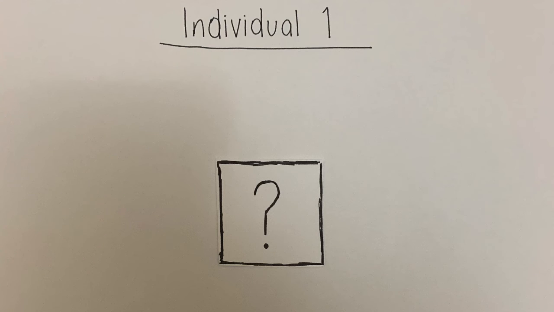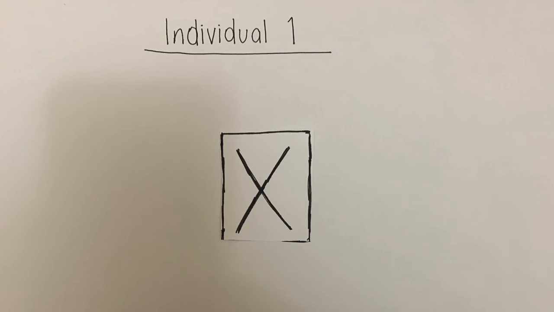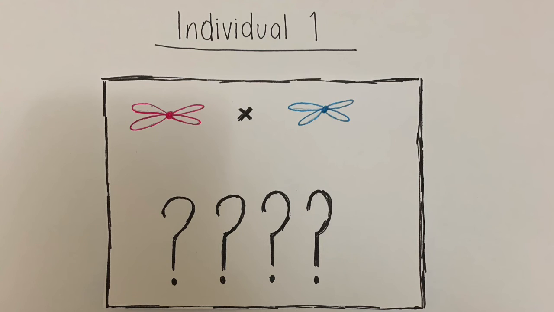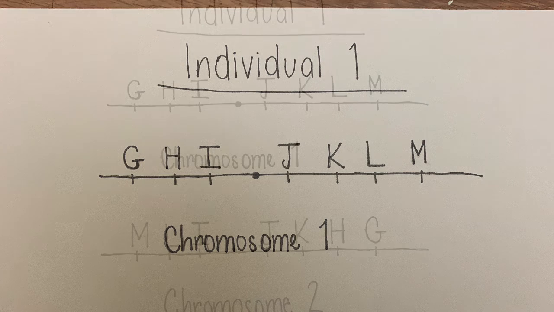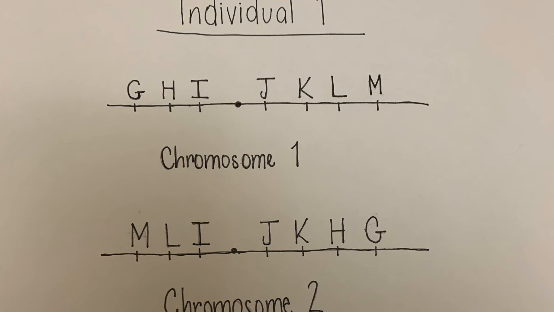In the synapsis of chromosomes in individual 1, we want to determine if there is a chromosomal aberration, what will result from a crossover, and if viable gametes can be produced from the chromatids. The chromosomes of individual 1 are GHI, centromere JKLM, which we'll call chromosome 1, and MLI, centromere JKHG, or chromosome 2.